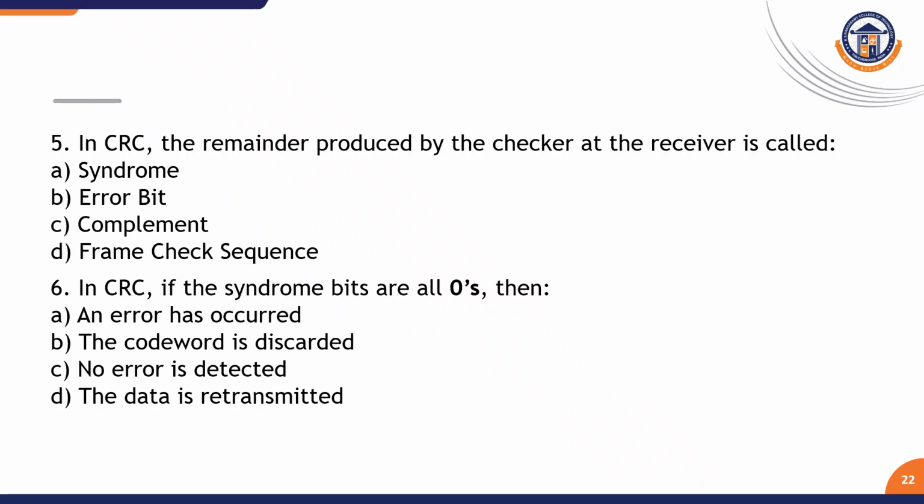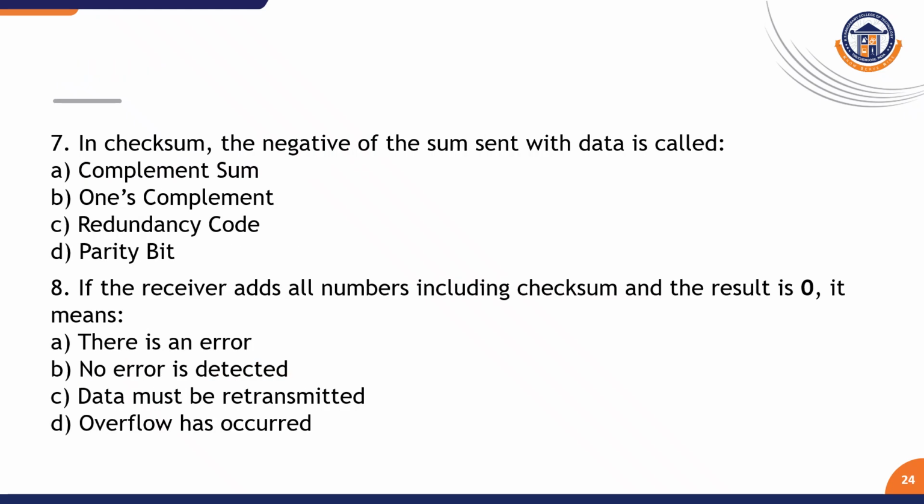In CRC, the remainder produced by the checker at the receiver is the syndrome. If the syndrome bits are all zeros, no error is detected. In checksum, the negative of the sum sent with the data is the one's complement. If the receiver adds all numbers including the checksum, the result is 0, so there is no error during transmission.